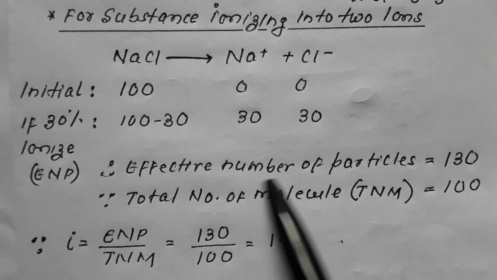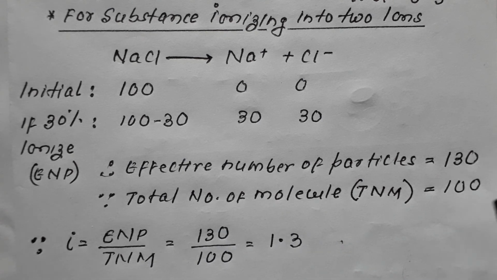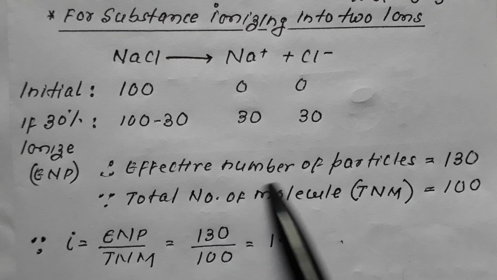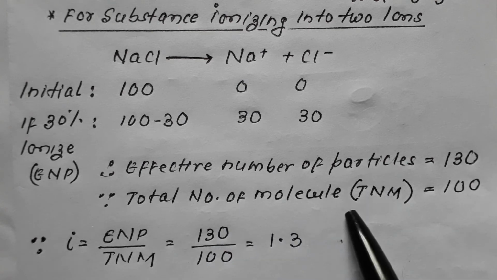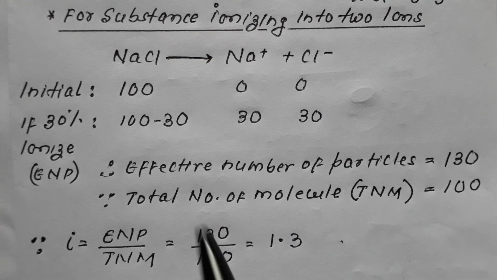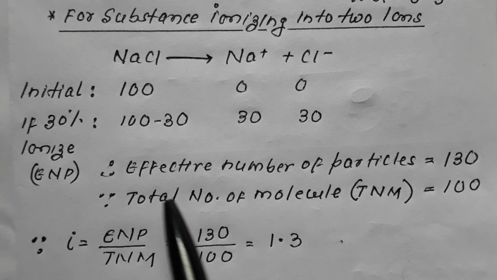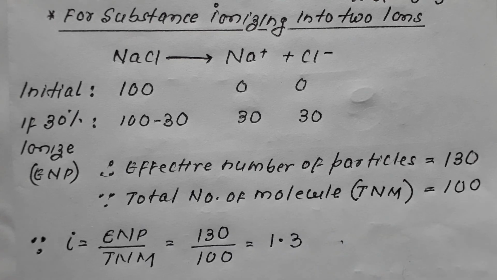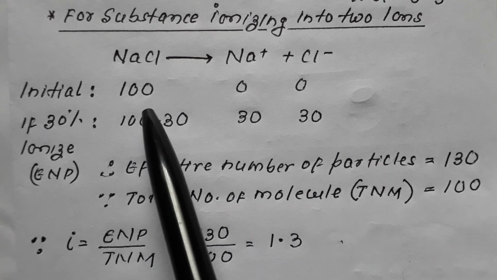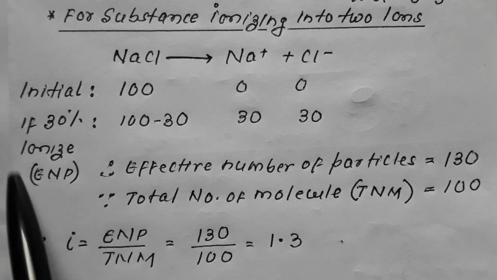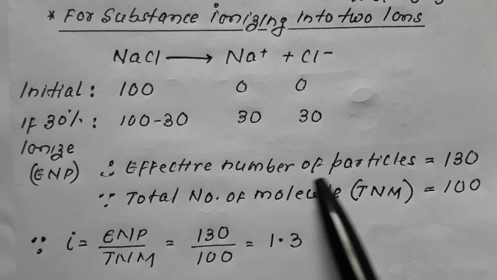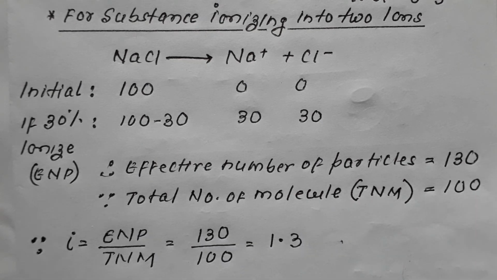The effective number of particles in the system after 30% ionization is 130, whereas the total number of particles in the system was 100. So we took 100 particles, 30% ionized, and the effective number of particles became 130. Total number of molecules was 100.